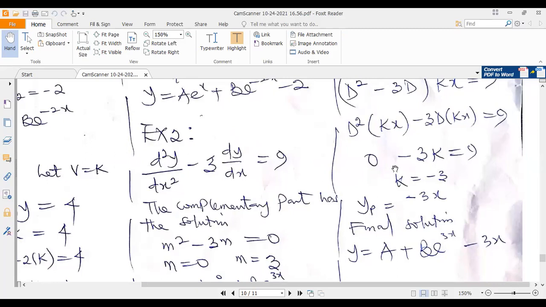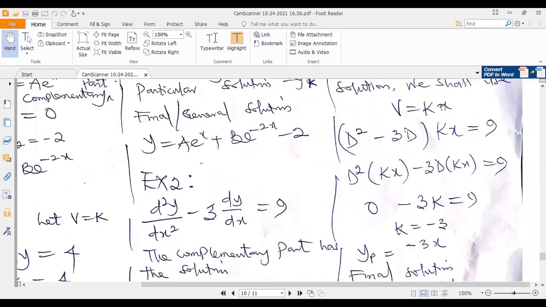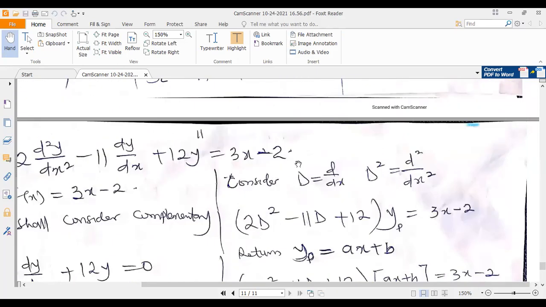Let's go to the third case. This second case here, we call it slug. There's a name they call it slug. They call it slug in the sense that in the complementary solution, there is a constant. So if it is a case of slug, then you need to assume your y particular to be k times x. So let's go to the third case now.